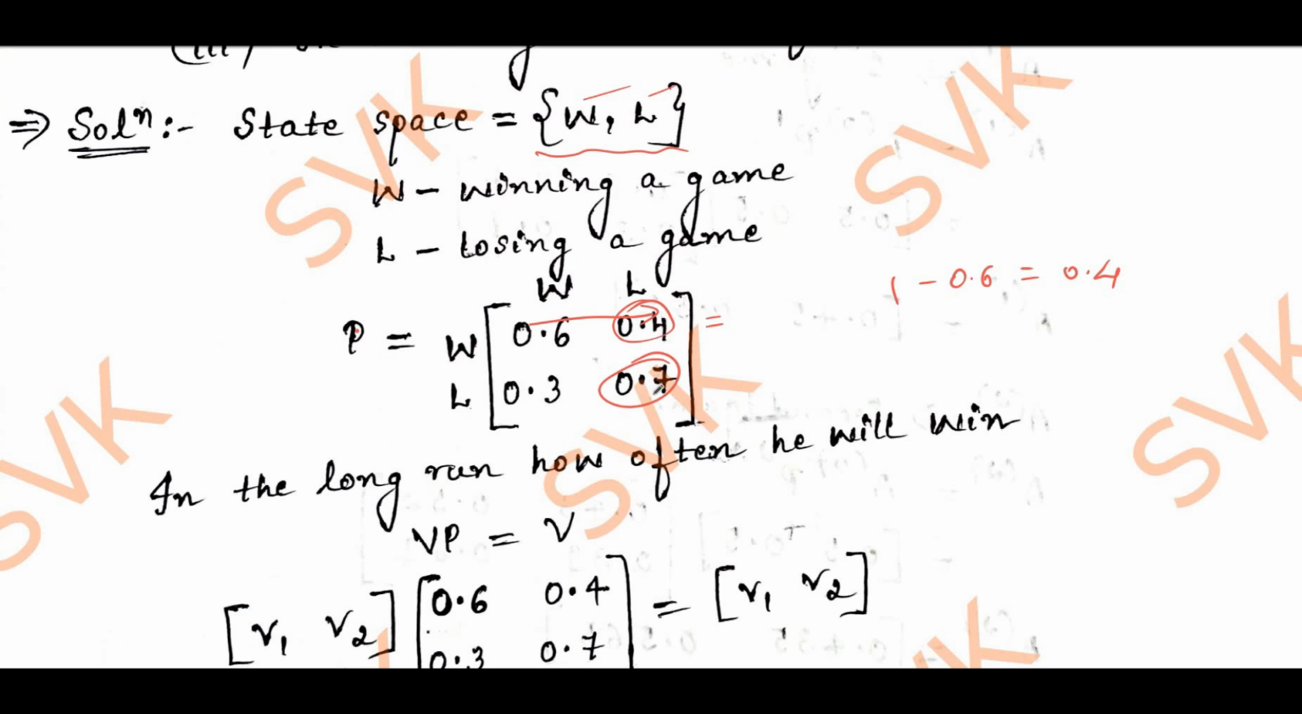Similarly, losing is known to us, that is 0.7. So 1 minus 0.7 will be equal to 0.3. So losing and then winning the next game, the probability of that is 0.3.